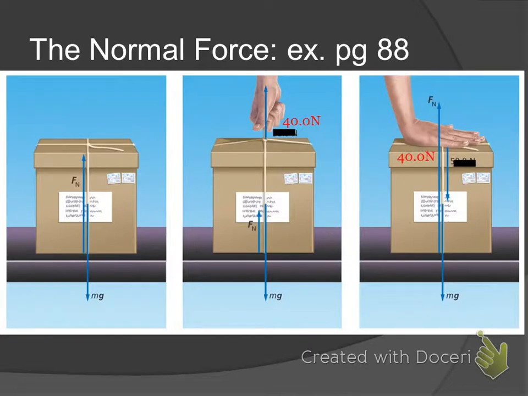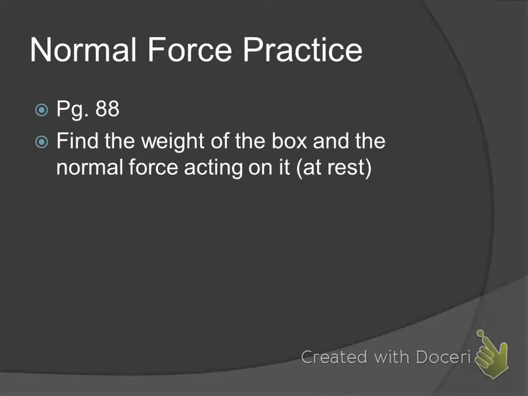Let's go ahead and start trying some of these problems with the normal force. On page 88, we want to find first the weight of the box, and the normal force acting on it. For this box that's at rest, the net force must be equal to what? 0. Let's walk through what's happening in this diagram.